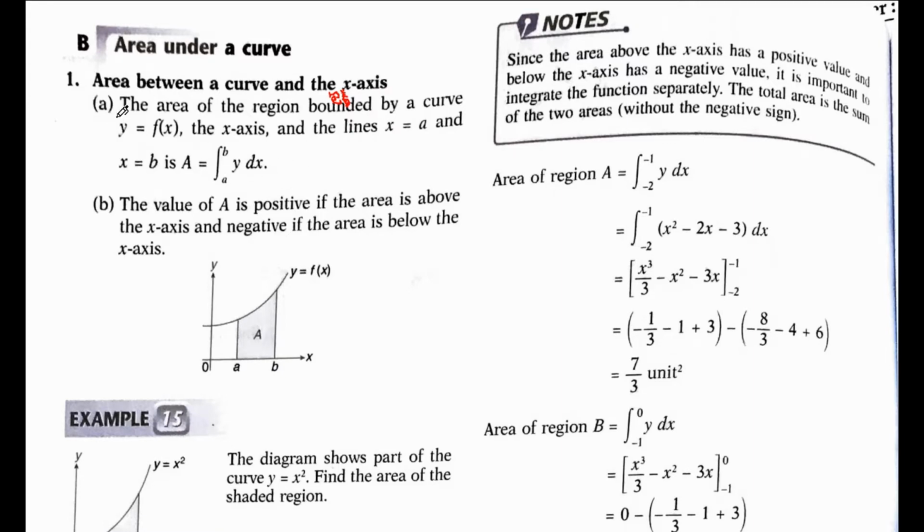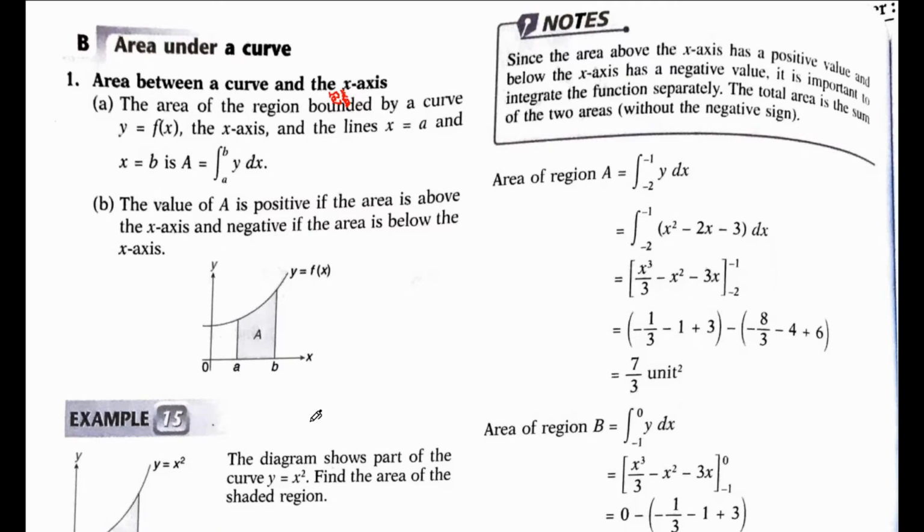So this is the definition. The area of the region bounded by a curve y equals f(x), the x-axis, and the lines x equals a and x equals b is A, where the capital letter A means the area, equals the integral from a to b of y dx.